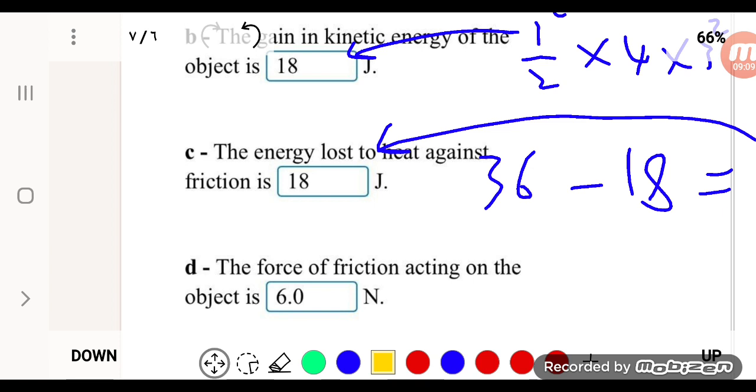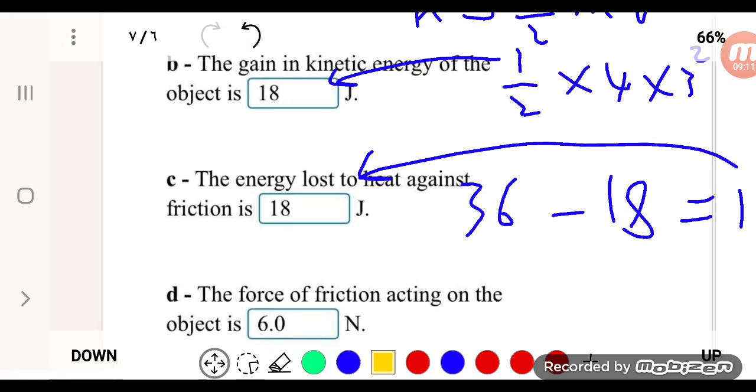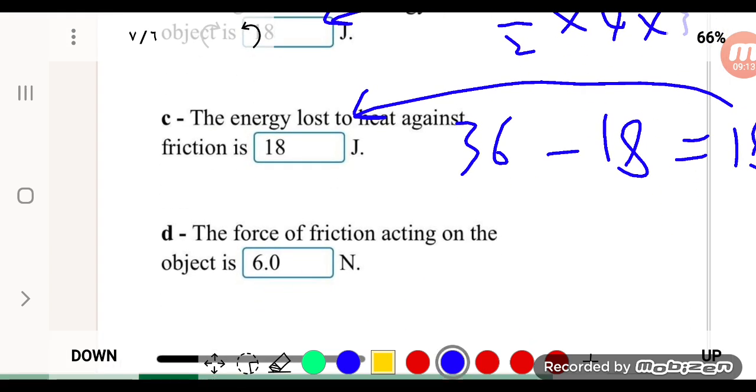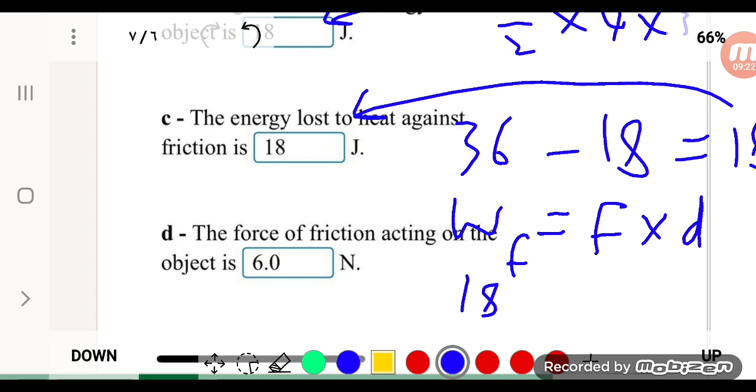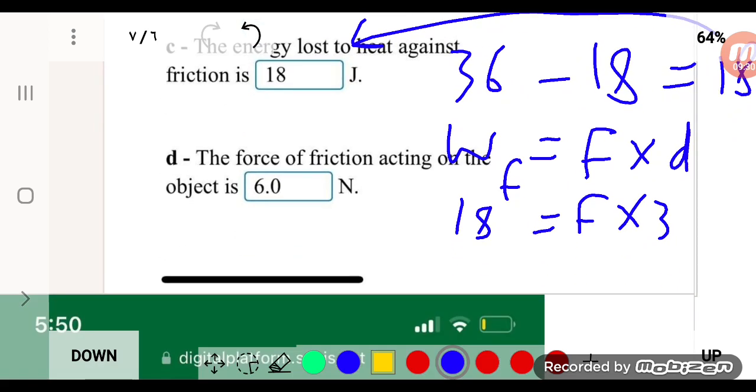So this is work done by friction. Work of friction is equal to force of friction, that's what we want, times the distance. Work done by friction is 18, which is equal to the force, which we don't know, times the distance, which is 3. So force is equal to 18 over 3, and that is 6, and that is the answer.